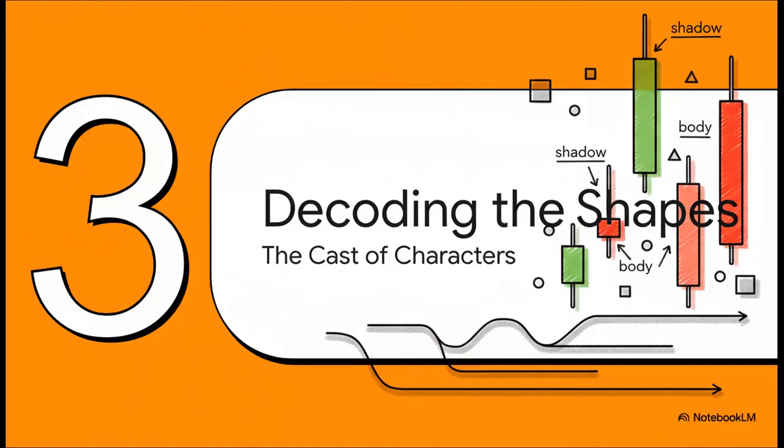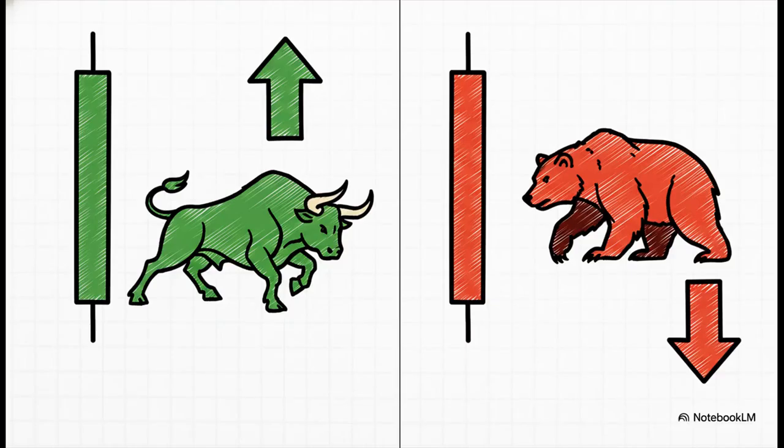So, now that we've got the basic anatomy and the color down, let's look at a few of the key characters in our story. Because the shape and the size of the body and the shadows, that's where you get all the juicy details. So when you see a long real body, doesn't matter if it's white or black, you are looking at a session where one side was just totally dominant. A long white body shows that the buyers were in control pretty much from start to finish. That's some strong bullish pressure. And a long black body? It means the sellers were just relentless. The length of that body is basically a direct measure of how intense that victory was.